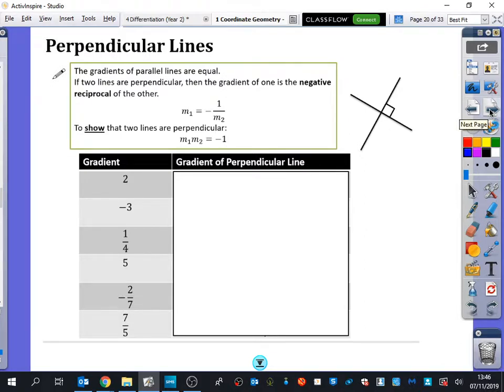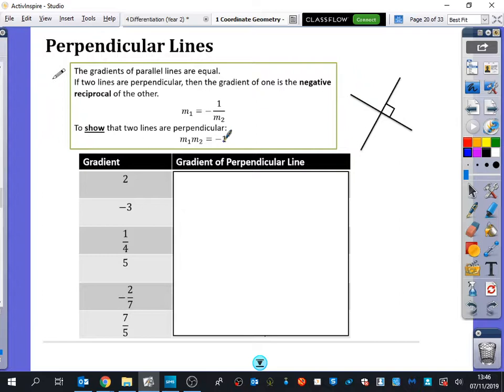So with perpendicular lines, I've written a couple of things in your notes on the next page. It says the gradients of parallel lines are equal. Pretty obvious: if they're parallel, they have the same slope. But if two lines are perpendicular, then the gradient of one is the negative reciprocal of the other. The way that we might write this is m1, referring to one of the gradients, is equal to -1 over the other gradient, m2. If you wanted to show that two lines are perpendicular, you could multiply their gradients together and show that it's equal to -1. Why would you get -1 when you multiply their gradients together if they're perpendicular?